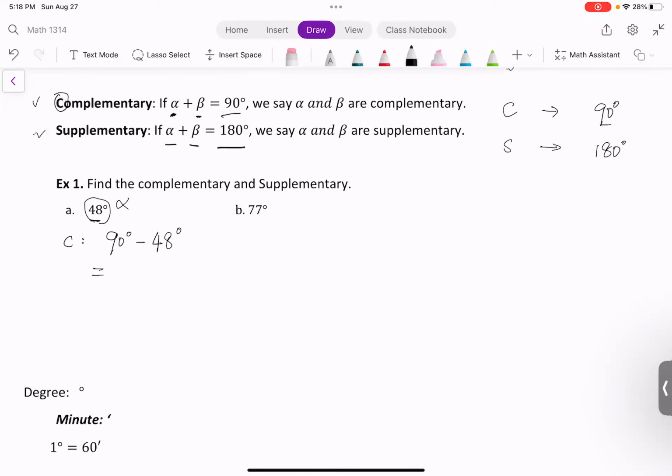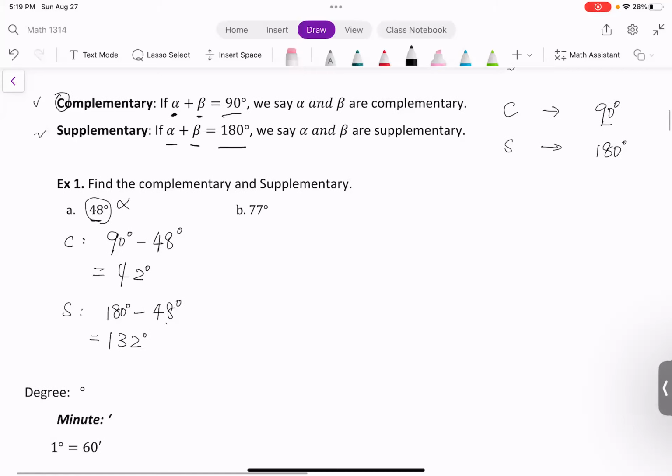What is this? So 42 degree. How about supplementary? Supplementary, so alpha plus beta equals 180. Now alpha equals 48. So beta equals 180 degree minus 48. So that's 132.